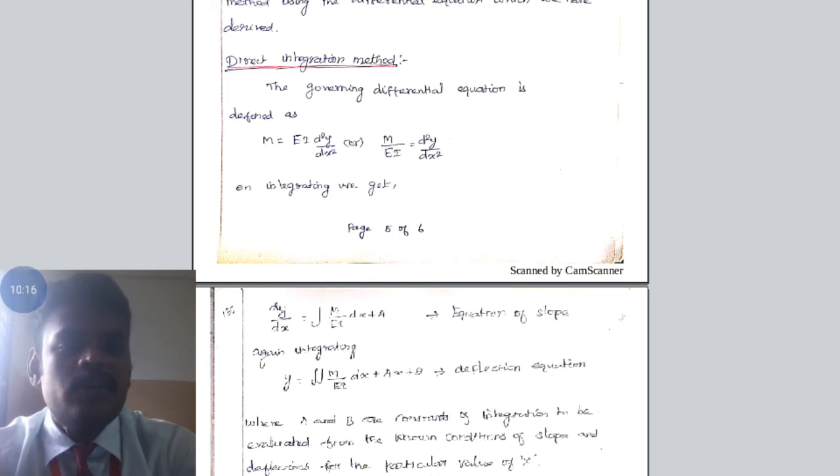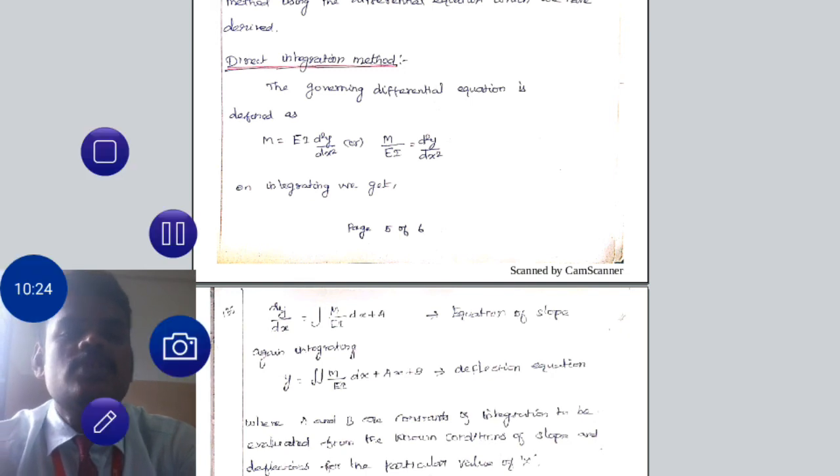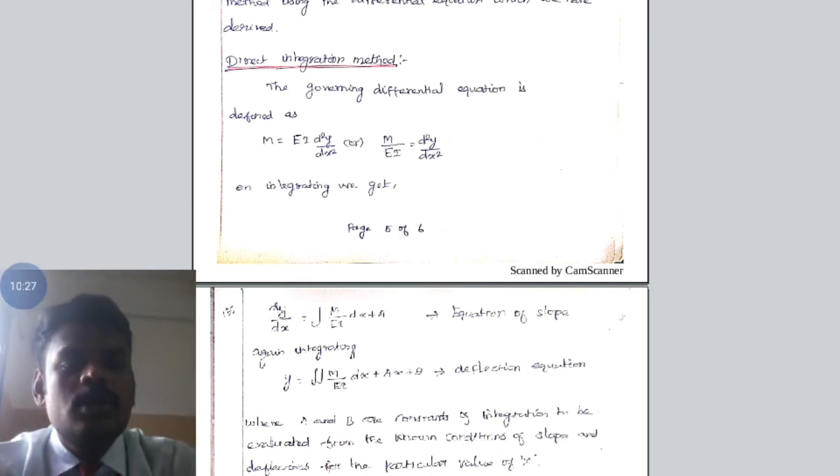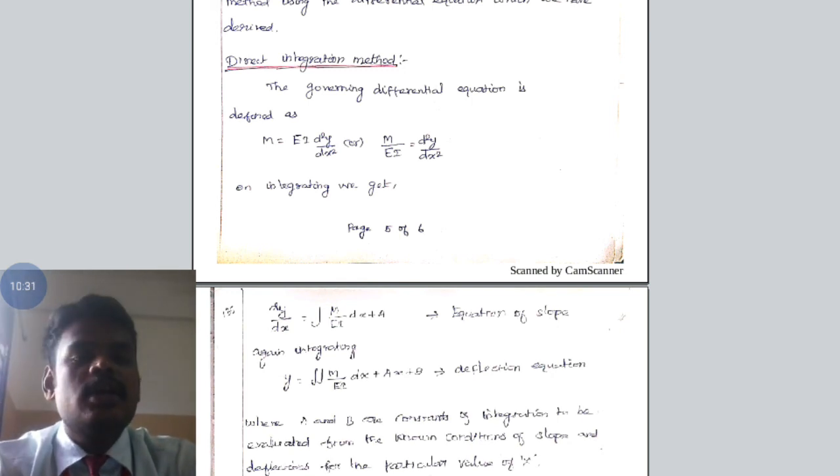The second order derivative of the deflection with respect to x gives the bending moment of the particular beam with respect to its flexural rigidity. dy by dx is equal to the integration of M by EI into dx plus A. From this d square y by dx square, we get the integration of M by EI into dx plus A, where A is the constant of integration.